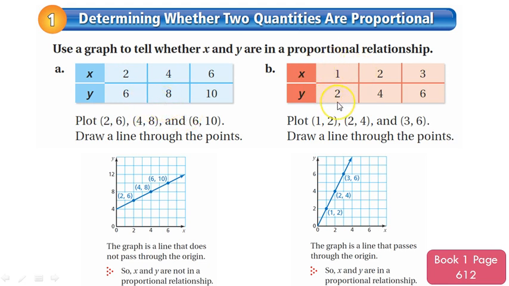How about in part B? Is 2 times 2's cross product the same as 1 times 4? It is. They're both 4. How about 4 and 3's cross product? Is it the same as 2 and 6? It is, as a result they're both equal to 12. So we can test proportionality without using the graph, but if given a graph, we can answer the question if the relationships are proportional or not.